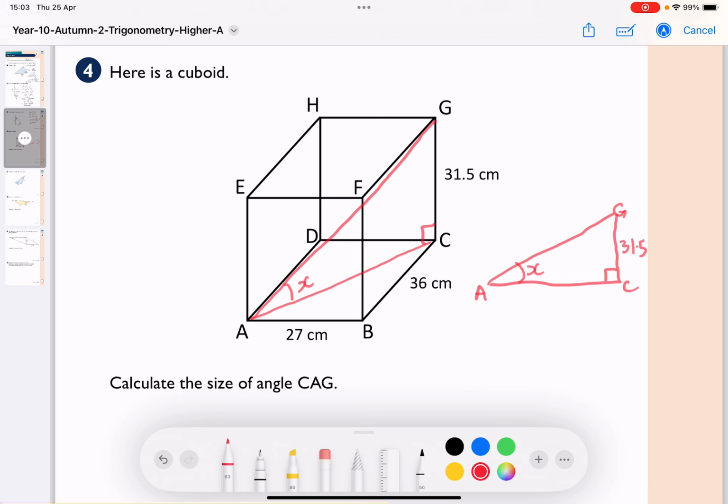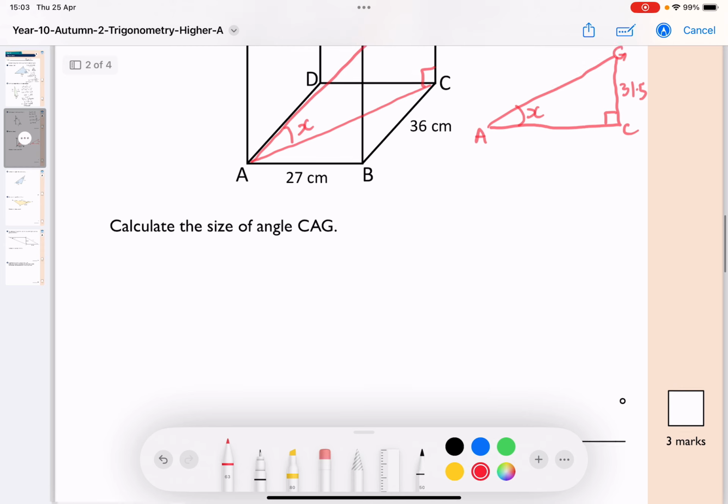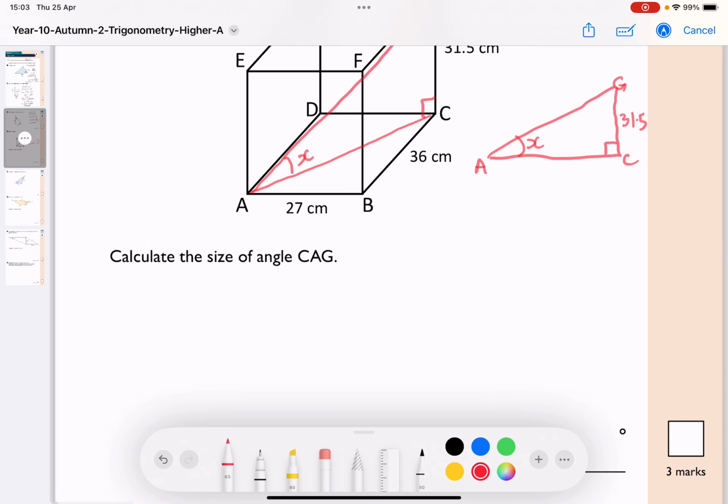Now if I then look at the plan view of this diagram, and I'll do a little sketch here, I can see that A to B is 27, B to C is 36, and so A to C is something that I can work out because this one links to here. And of course what I've got is Pythagoras' theorem, okay?